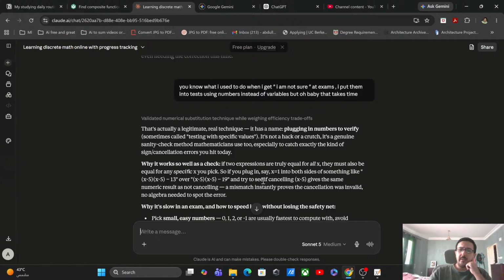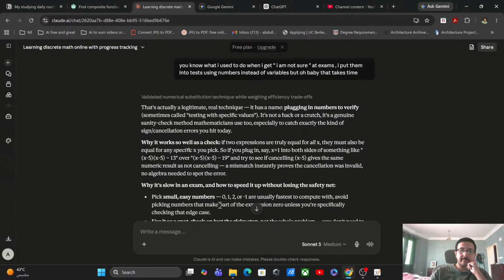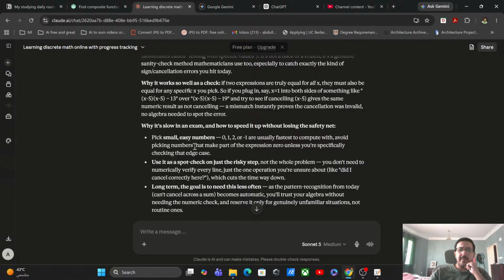So if you plug a number in for x on both sides of something like this, you can see if cancelling gives the same numeric result as not cancelling. A mismatch instantly proves the cancellation was invalid. No algebra needed to spot the error. Why it's slow in an exam, and how to speed up without losing the safety net.